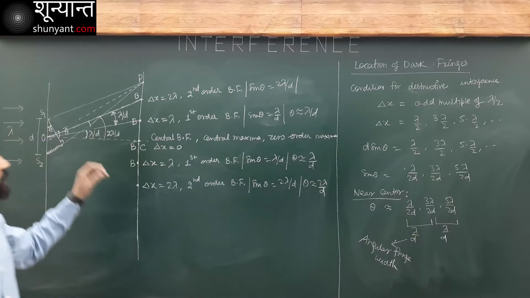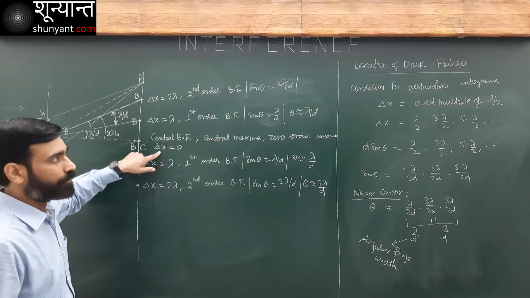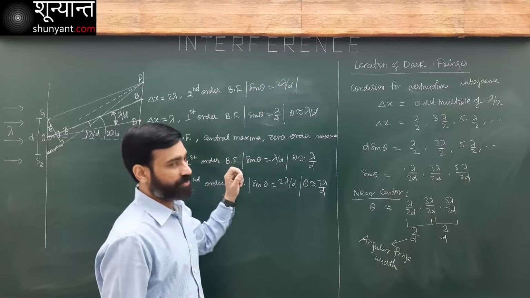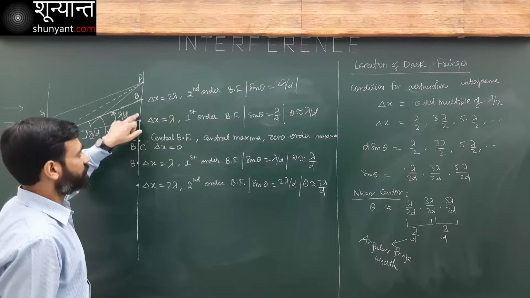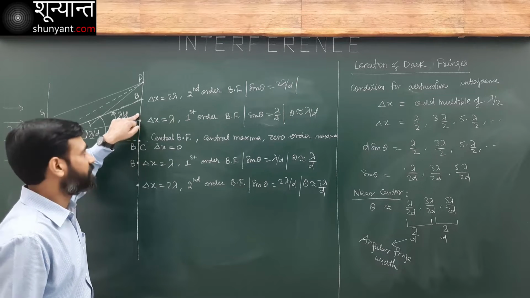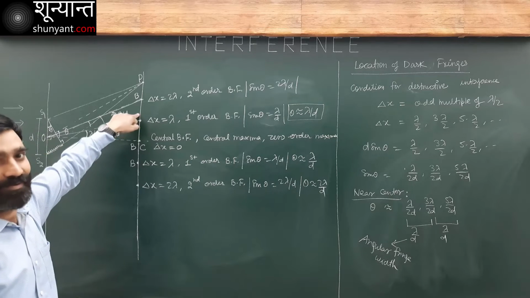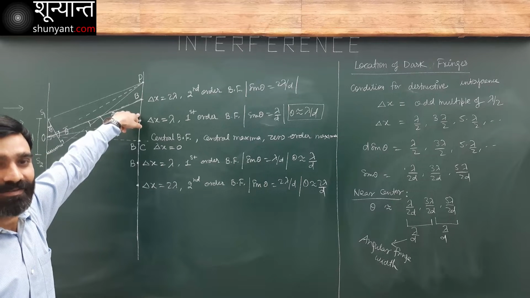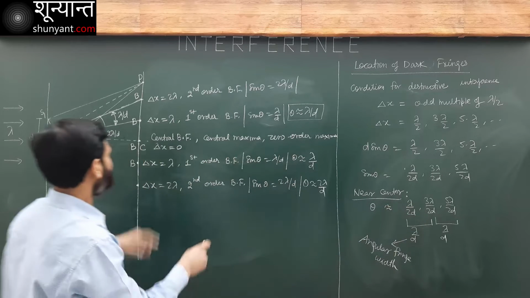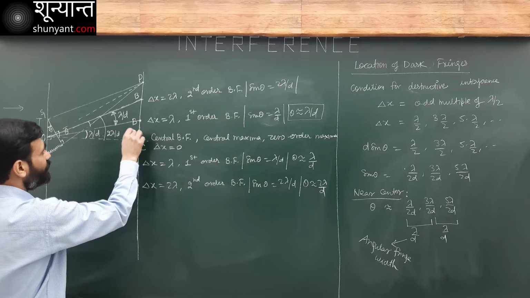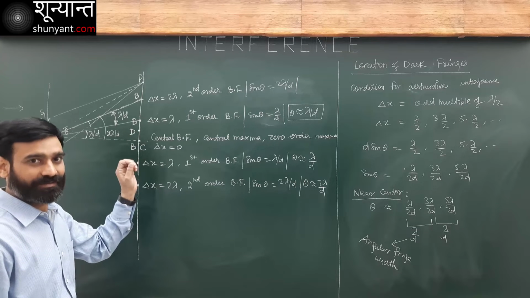Okay, now let's look at the positions. Theta is 0. This is the central maxima, the central bright fringe. This is the first bright fringe here. What is theta? It is lambda over d here. Now where is the dark fringe? Dark fringe is at what position? It is half of this, half of lambda over d. That means it is going to be between these. Here I am going to get a dark fringe. This is the position of the dark fringe.